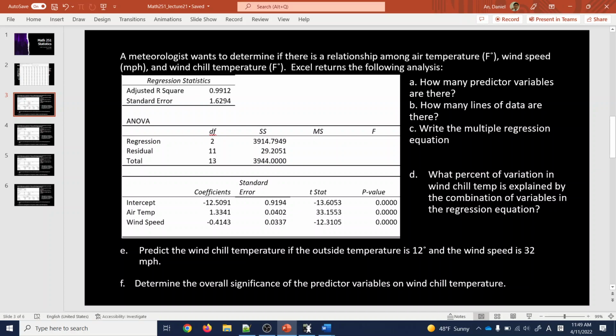Okay, so how many predictor variables are there? Two. You're trying to use two to predict the third one. So those two, the air temperature and the wind speed, are called the predictor variables.